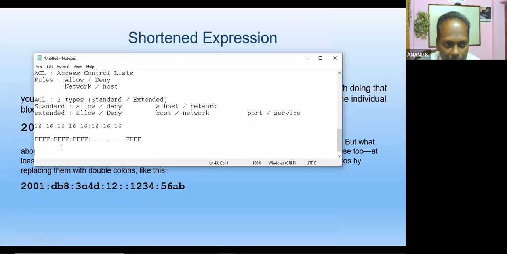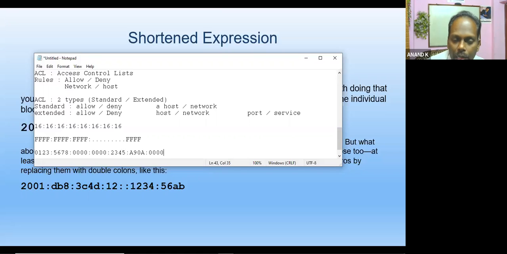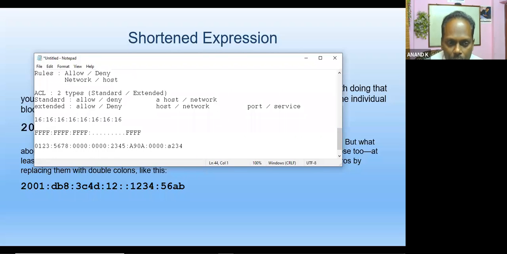Each hextet is separated by a colon, not with a dot. In V4 we have a dot. Whenever you see a colon, it is very clear that it is hex. Now, if I want to write an address like 0123 colon 5678 colon 0000 colon 0000 colon 3456 colon A90A colon 0000 colon 1234567 colon A234, this is the address which I have written.